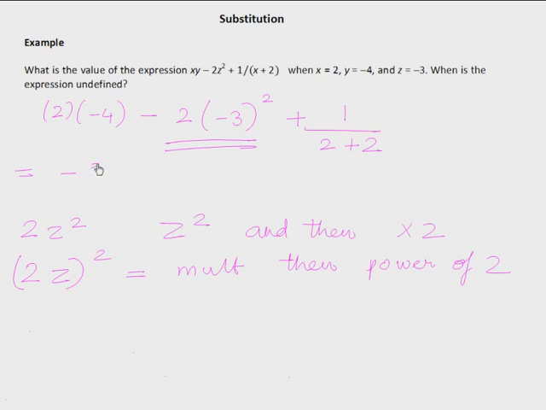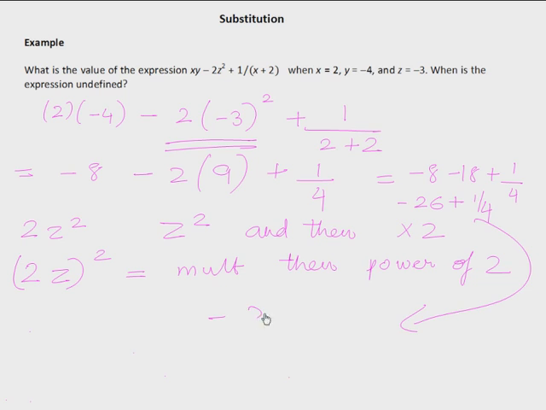2 into minus 4 is minus 8. Minus 2 into 9, minus 3 square is 9, plus 1 by 4, which will end up being minus 8 minus 18 plus 1 by 4, which is minus 26 plus 1/4, which is minus 25 and 3/4. So that's the step-by-step evaluation of the expression. Each term must be evaluated and then the terms should be added and subtracted.